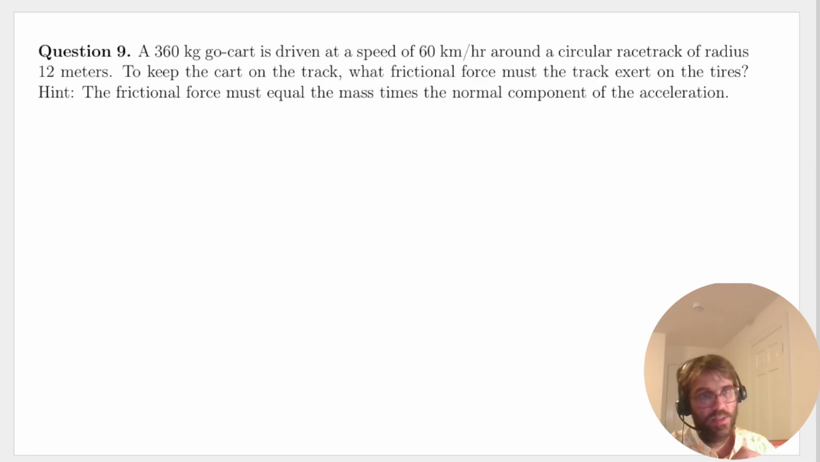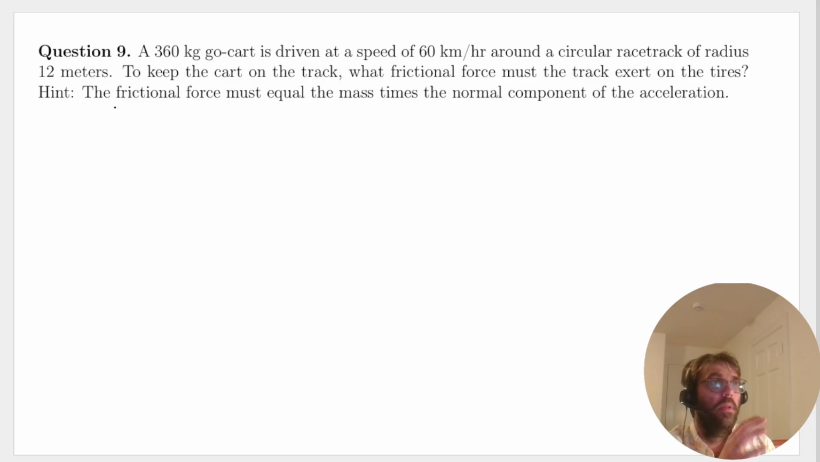One last question. We're going to go into sort of an amusement park here. We've got a go-kart driving around a track. We've got to figure out what frictional force we need to be able to keep this cart on the track. We don't want it flying off. We don't want to injure any kids or anything like that.